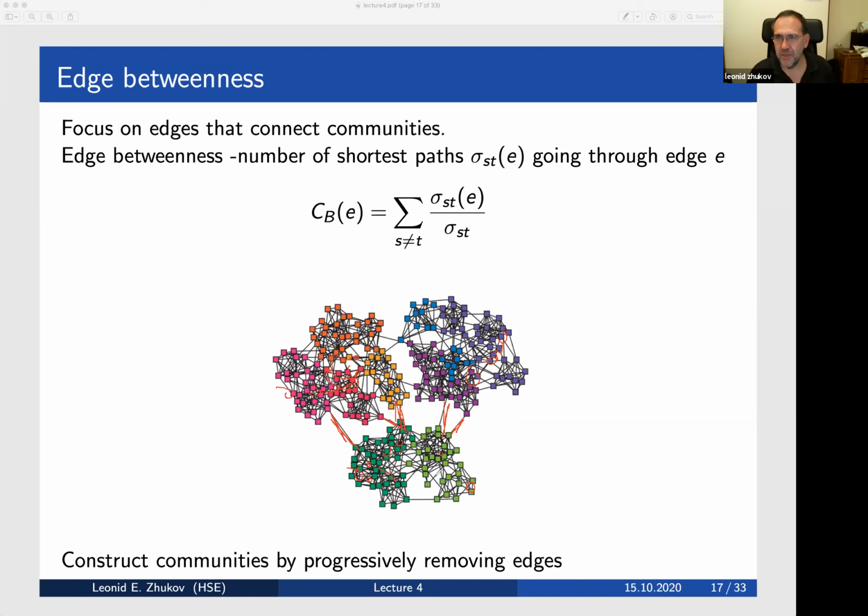Correct? So if you think about traveling from any node to any other node, these edges, these sort of bridges, play a critical role because most of the shortest paths go through them. So going back to our definition, it really means that we can measure betweenness centrality for the nodes. And then those nodes that have high betweenness centrality will actually correspond to the bridges.